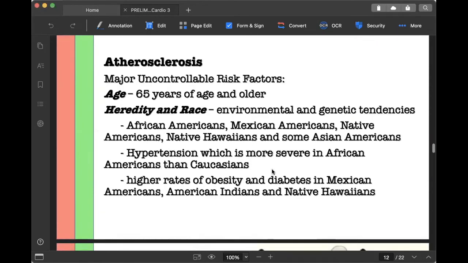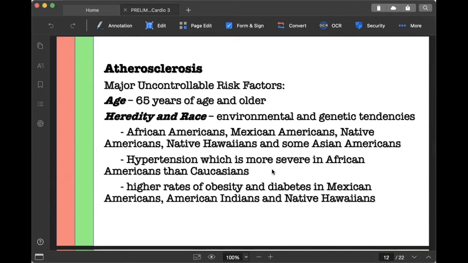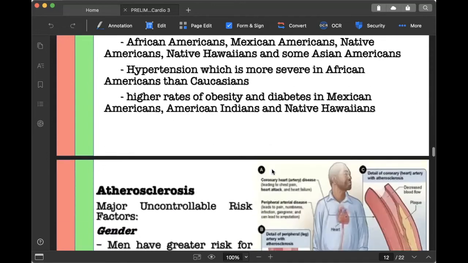Now, in terms of factors, we have your uncontrollable ones, of course: the age of 65 years and older, heredity and race, environmental and genetic tendencies, like most likely African Americans and Mexican Americans, who are very prone to this one. Hypertension is more severe in African Americans than Caucasians, and there are high rates of obesity and diabetes in Mexican Americans, American Indians, and Native Hawaiians.